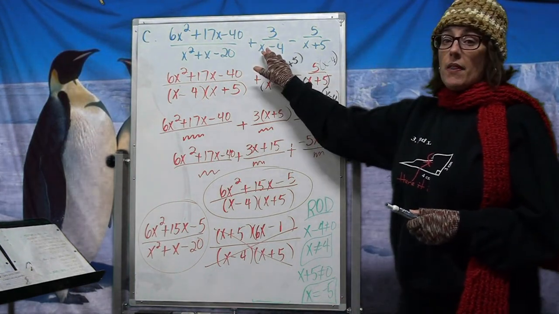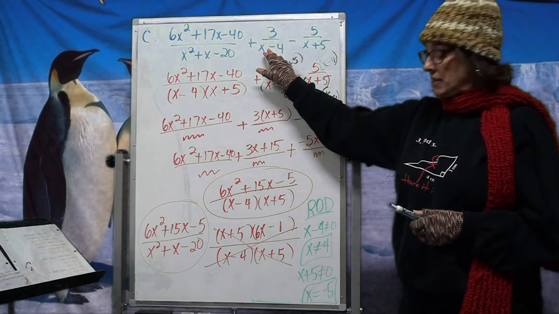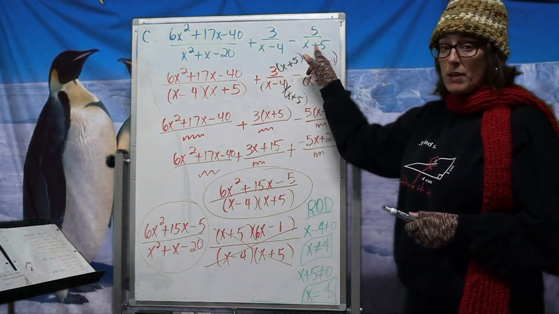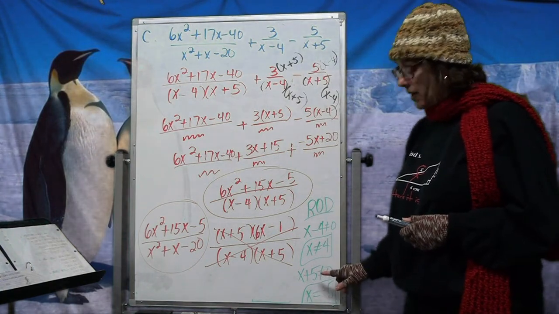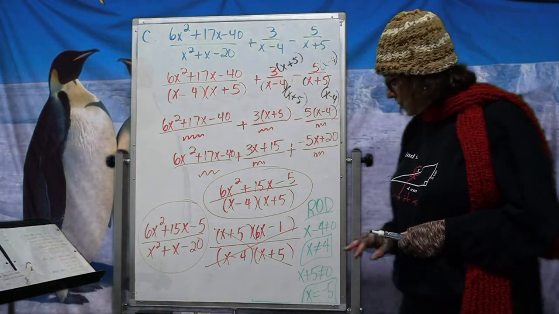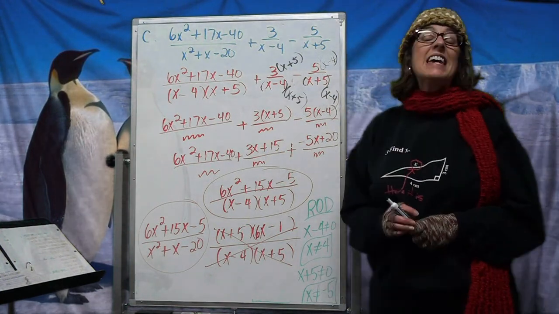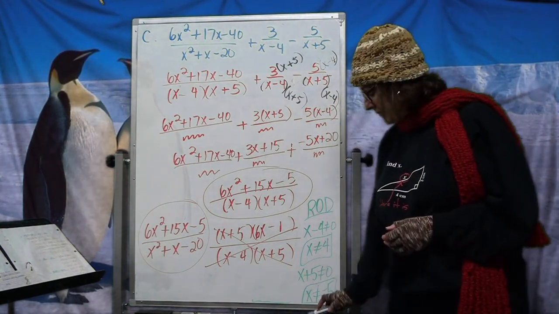Consider this one. This x minus 4 had better not be a 0, but I did that already. Consider this one. This x plus 5 had better not be a 0, but I did that already. So here's my restrictions on my domain. X had better not be a 4, x had better not be a negative 5. Anything else is perfectly fine.